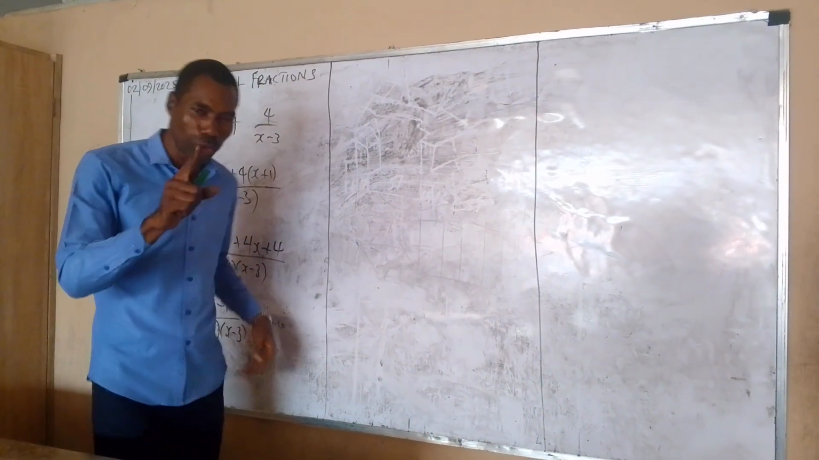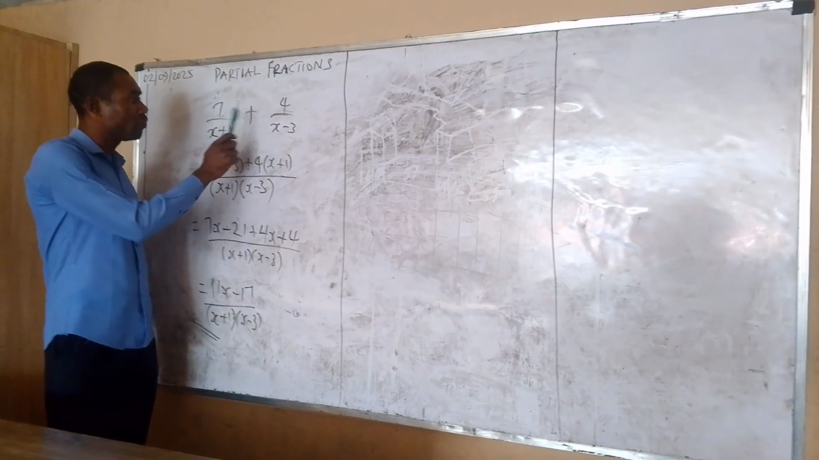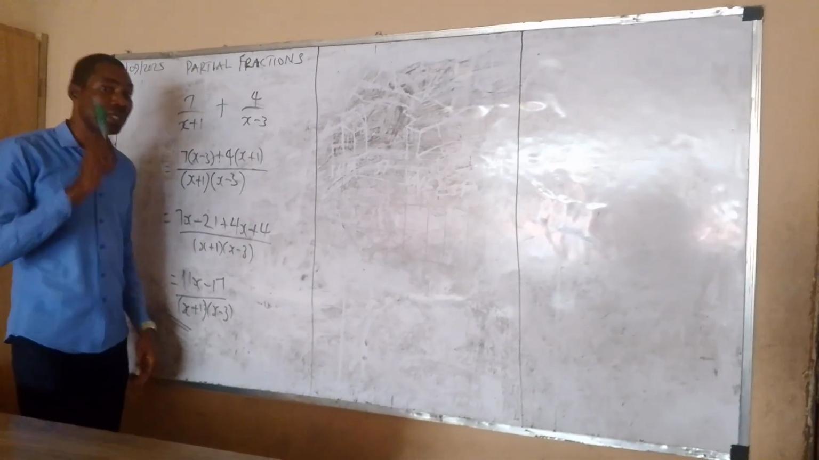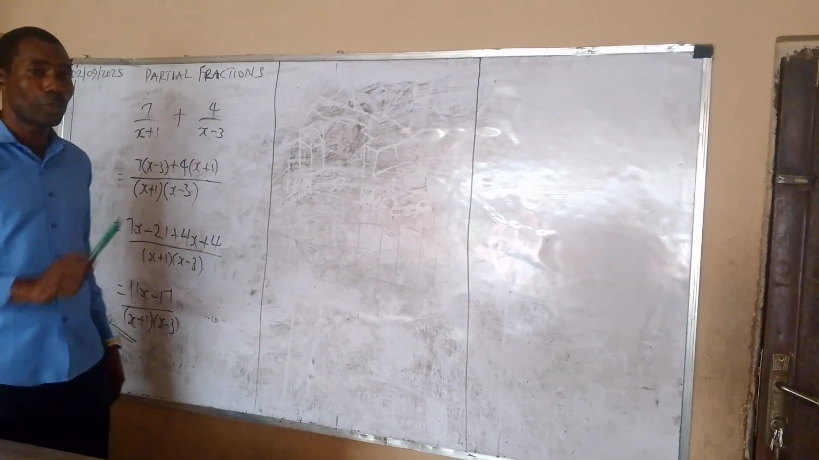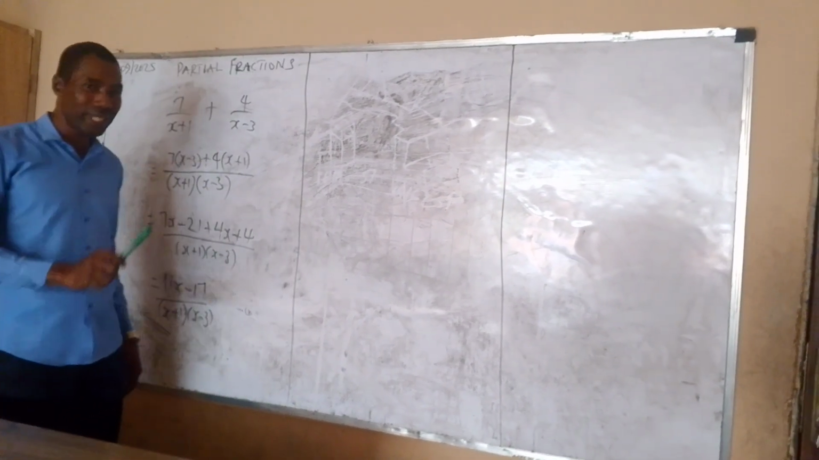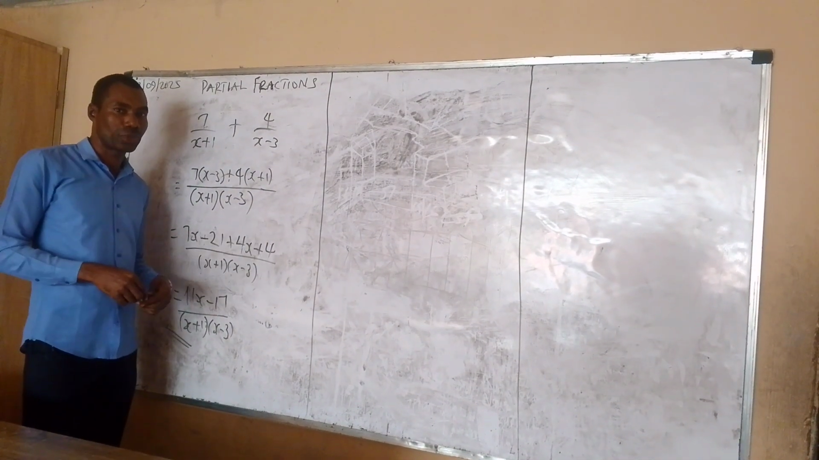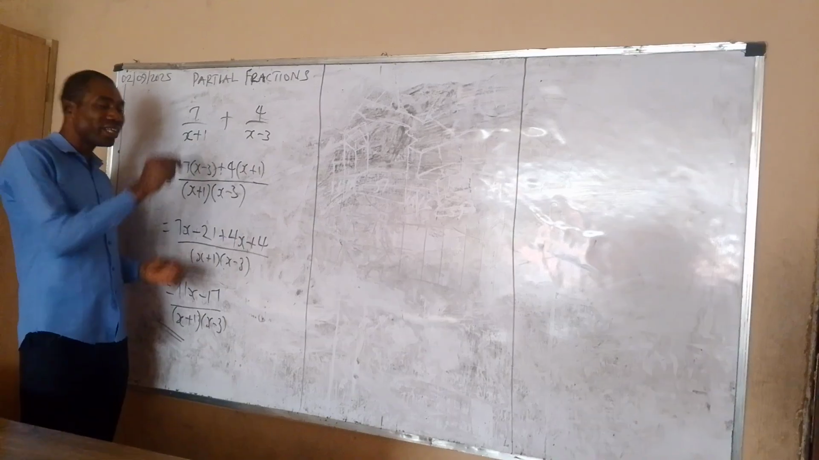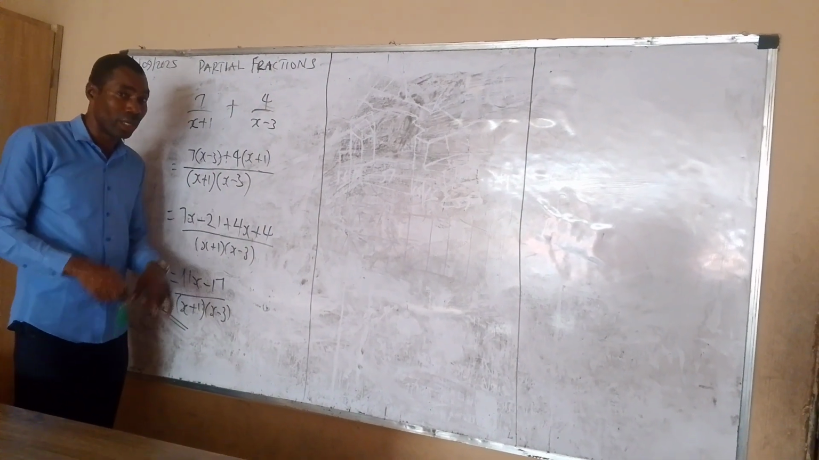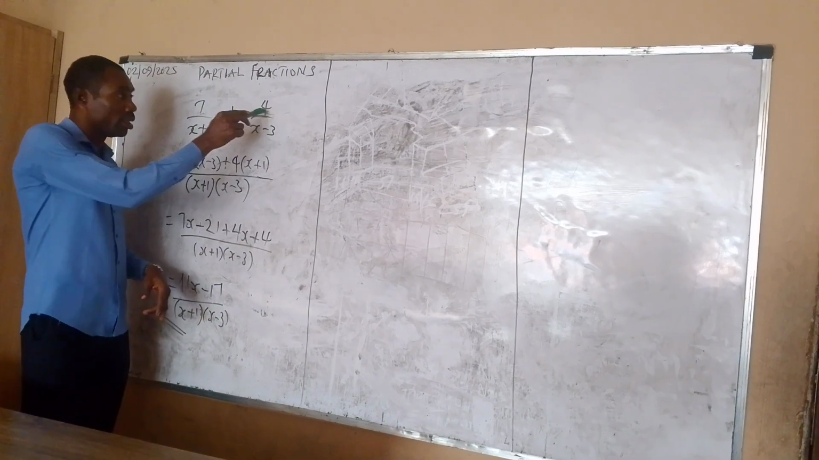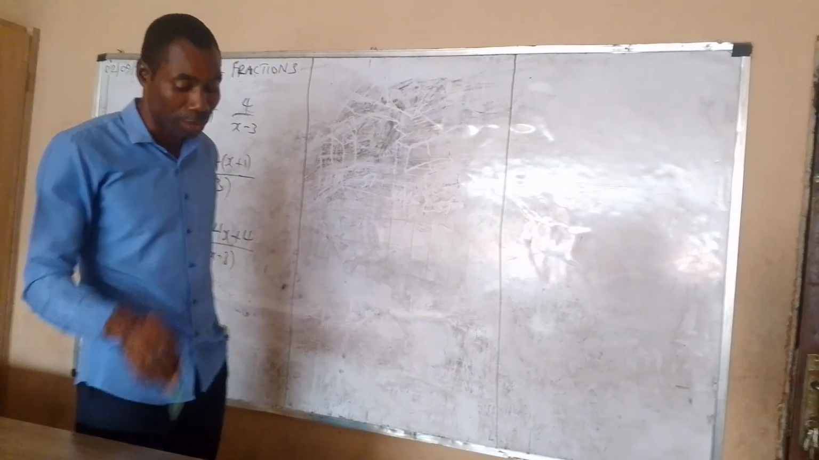But before then, you must know that in partial fractions, the individual partial fractions must be in the simple form, meaning they cannot be simplified or split any further into simpler fractions. For example, this fraction is in the simple form. There is nothing you will do to this to break it down into other simpler fractions. The same thing with this. So every partial fraction must be in the simple form.